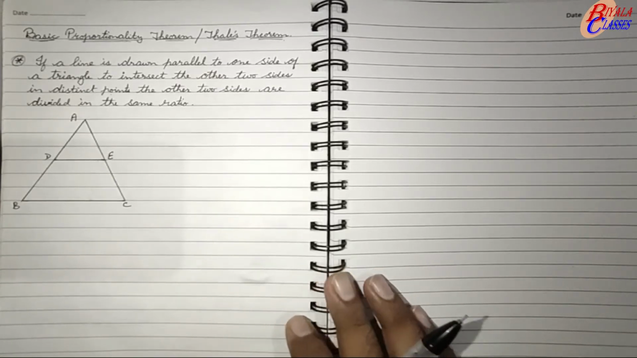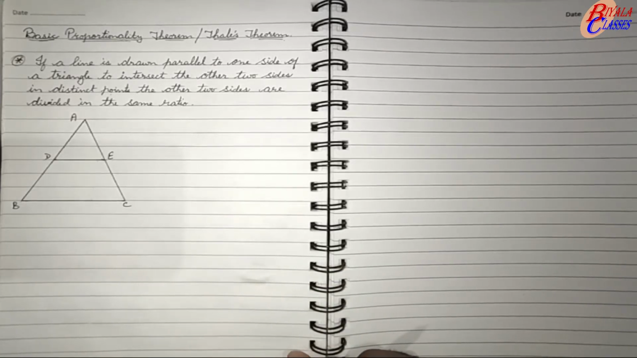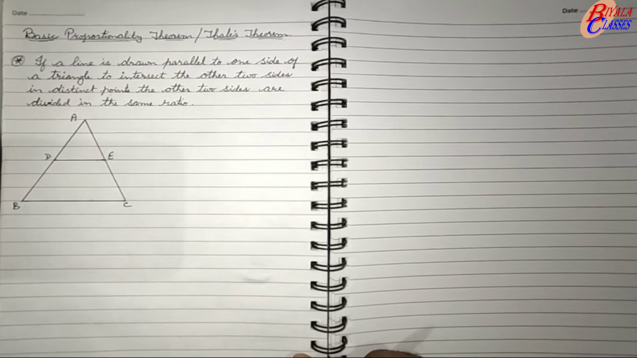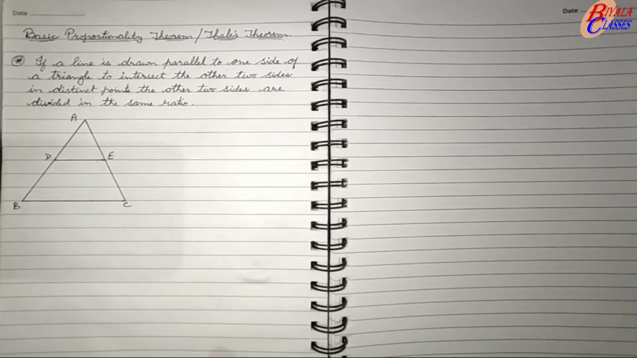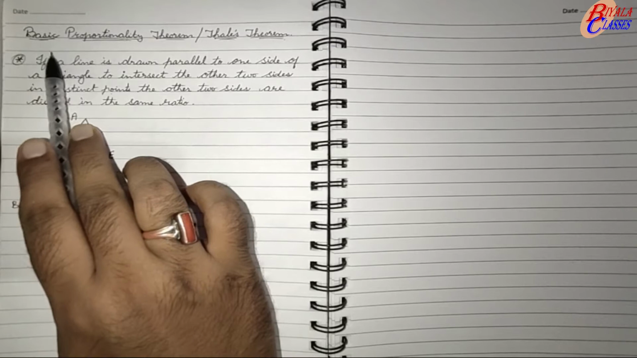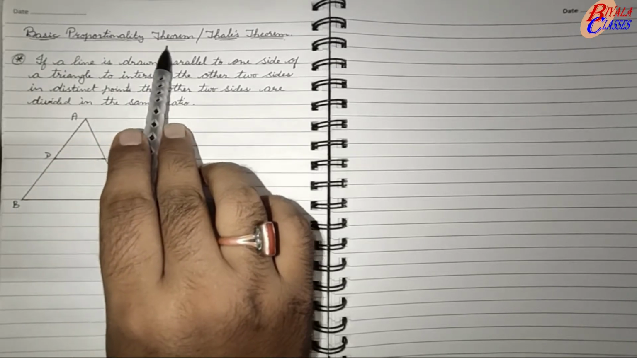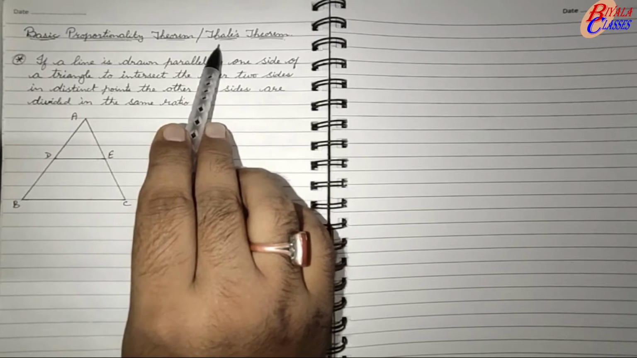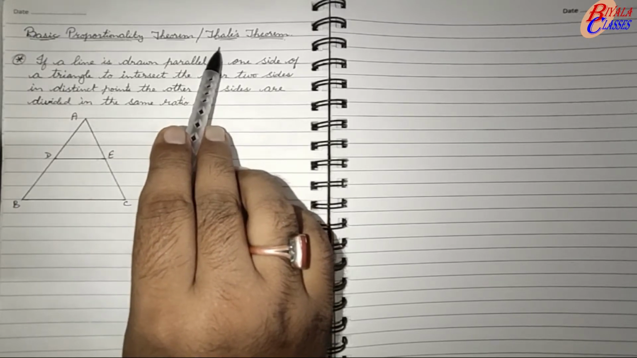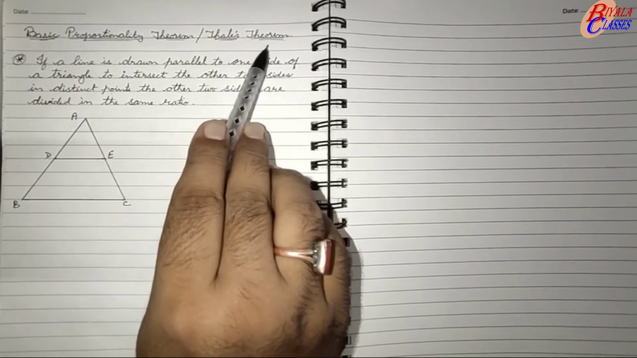In the previous video we had done about similarity. I explained the basics of similarity and we had done one exercise based on it. Now let us continue further. Today we will discuss a theorem known as the basic proportionality theorem. This theorem was given by a Greek mathematician named Thales, so it is also known as Thales theorem after his name.